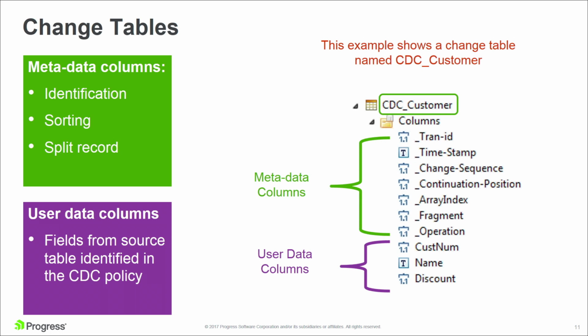Also, in that same table are your user data columns. These are the columns that you've decided you want to capture within the table. In this example, we're capturing the customer number, the name, and the discount. So those are the 3 fields that we decided we wanted to capture against our customer table. For the change table, that's what the schema looks like of that data. You can access and read any of this data to be able to use it, manipulate it and work with that information. So that's the structure of the metadata and the schema of the fields themselves.